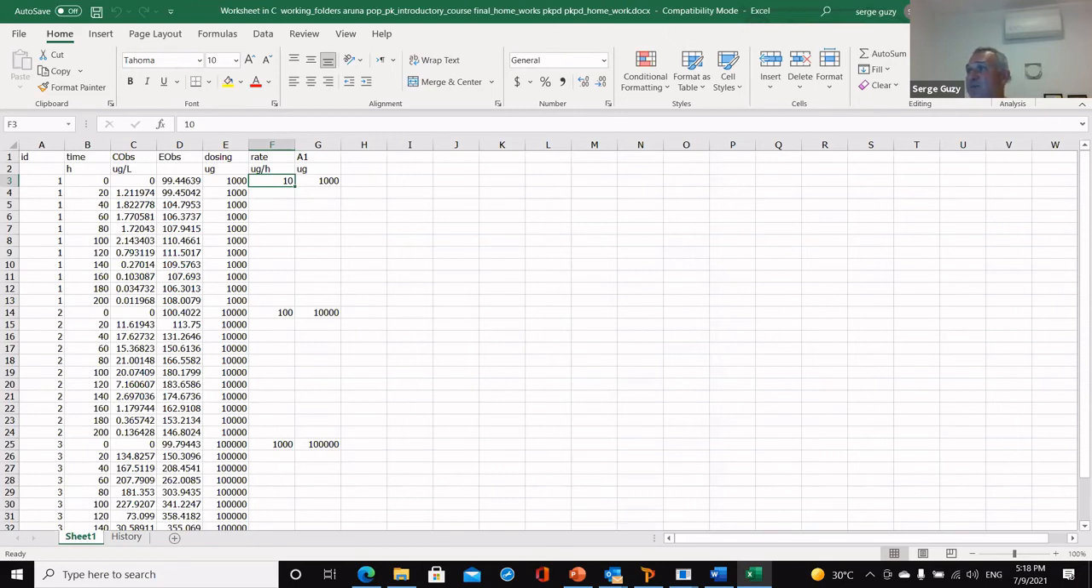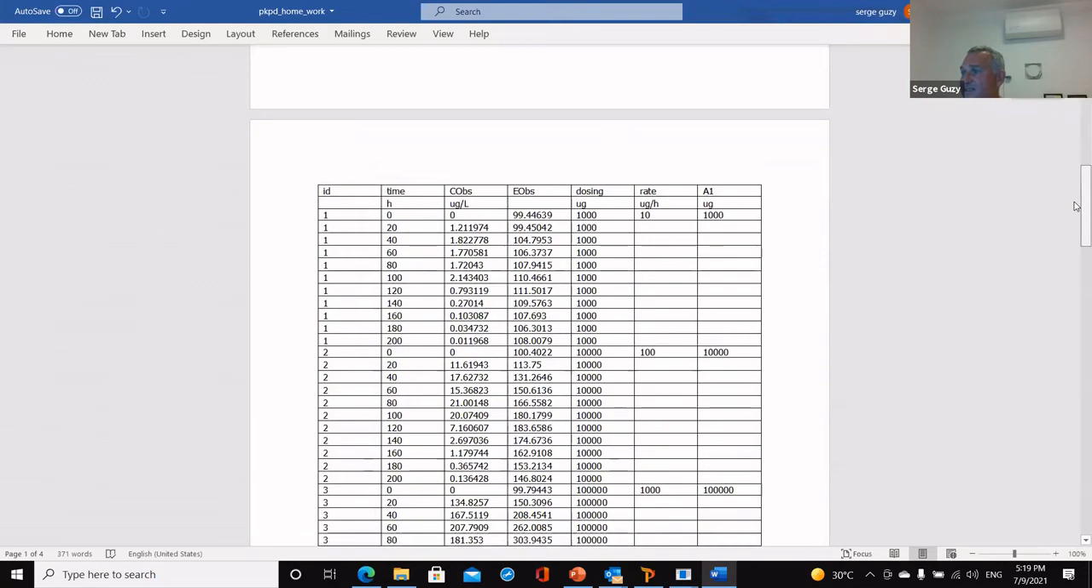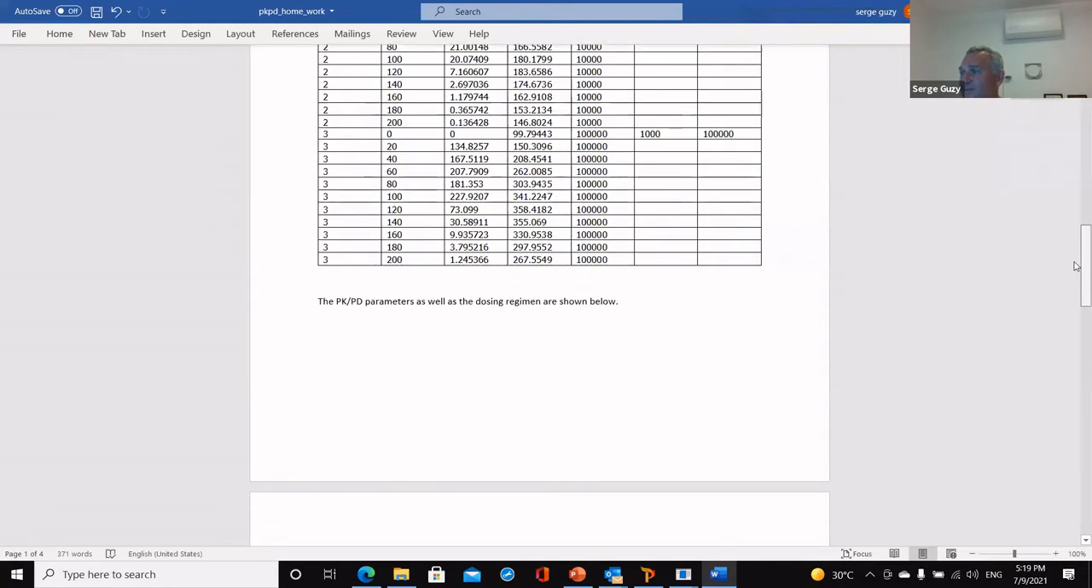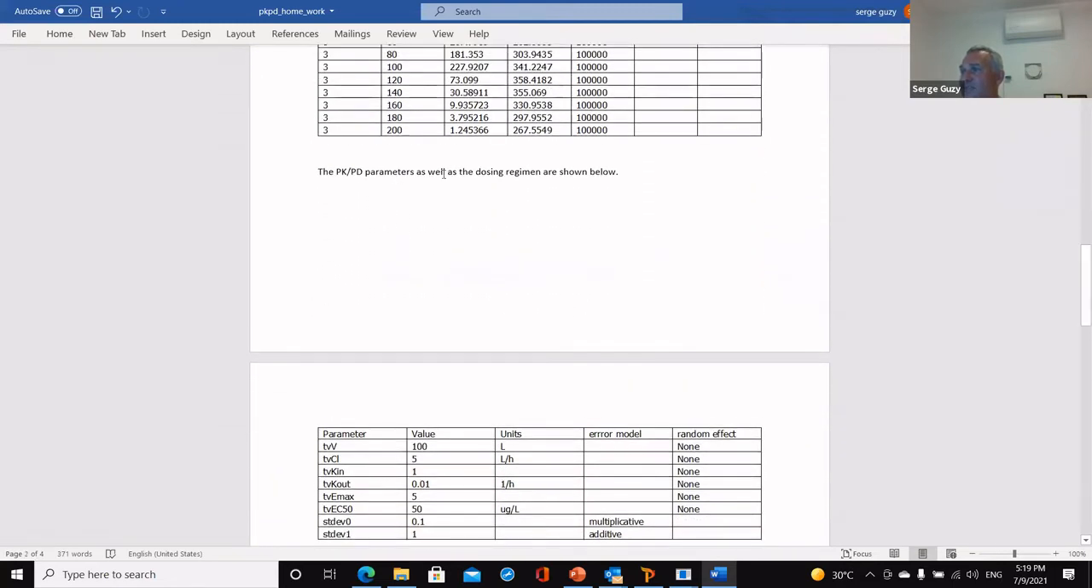Then it's a PK PD model. Now, what I'm asking you to do is the following. COBS and EOBS are the observed PK and PD response respectively. And I just showed you the PK PD data set. You can see it also. And here's the dosing regimen. The PK PD parameters as well as the dosing regimen are shown below.